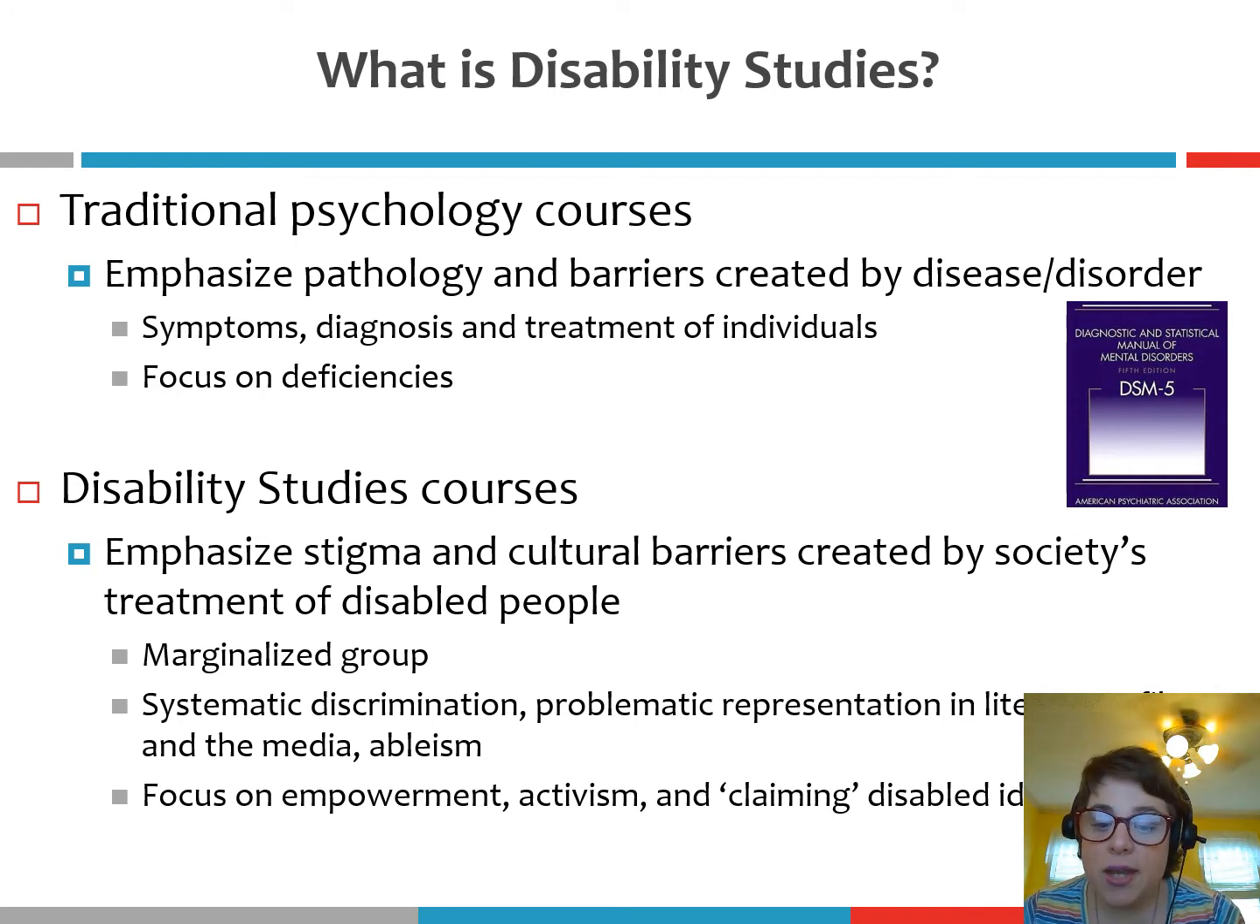Okay? And really the ultimate objective of disability studies and what it intends to do as a formal academic discipline is to create an empowering discourse around disability. It also promotes activism to end discrimination and ableism. And on kind of an abstract level, it attempts to help individuals with disabilities claim their identity as a disabled person, right?